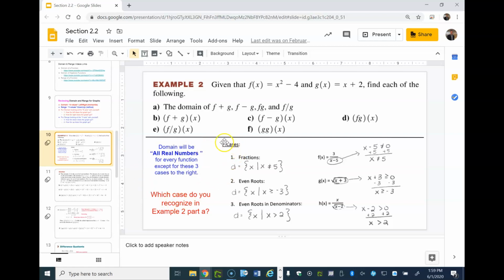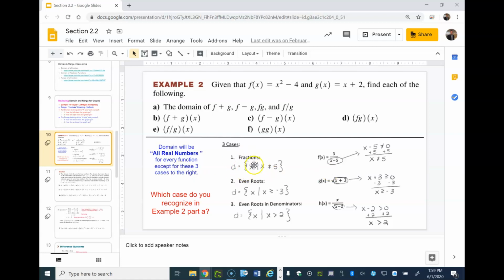There are only three cases where the domain will not be all real numbers. And here are the three cases. If you see a fraction or a division, when you have a numerator and denominator, this is where you're going to run into a red flag. X cannot equal 5 in this case. If I plug 5 in for x, 5 minus 5 for this function here is going to be 0. What happens if you have 0 in the denominator of a fraction? It's considered to be no solution or undefined. That's where our red flag is.